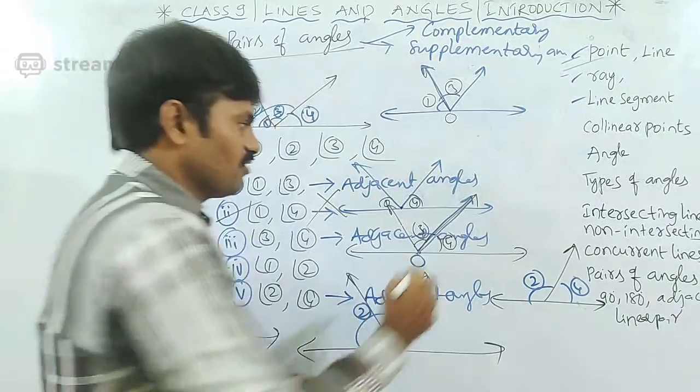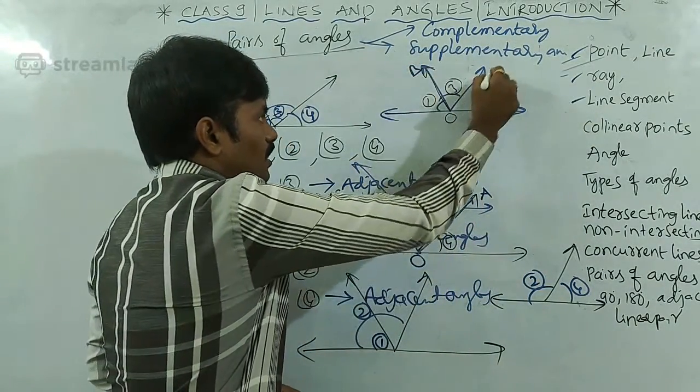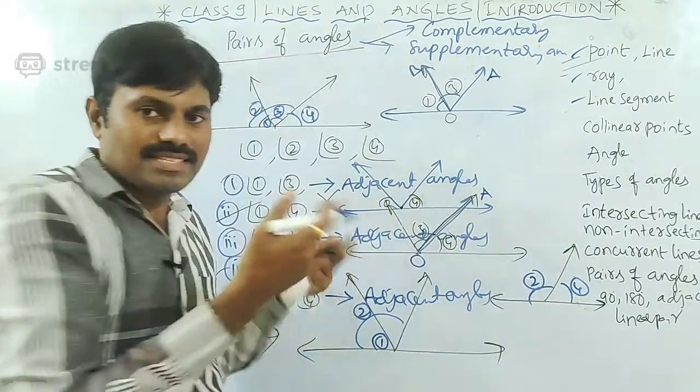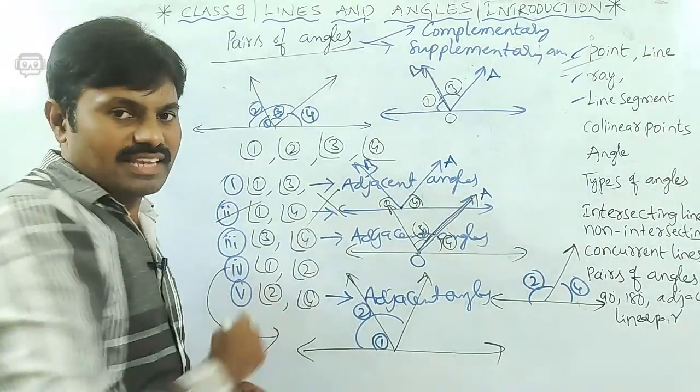This is the common side. If we name it as OA, OB is the common side. For this, OA is the common side. For this, no common side. Okay, for this no common side, so these are not adjacent angles.